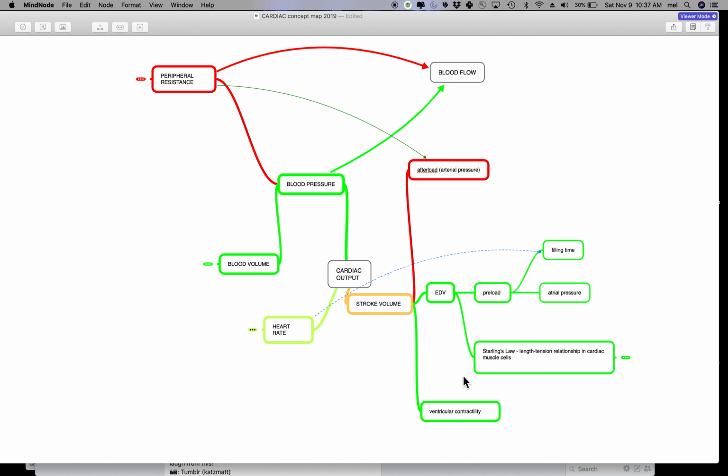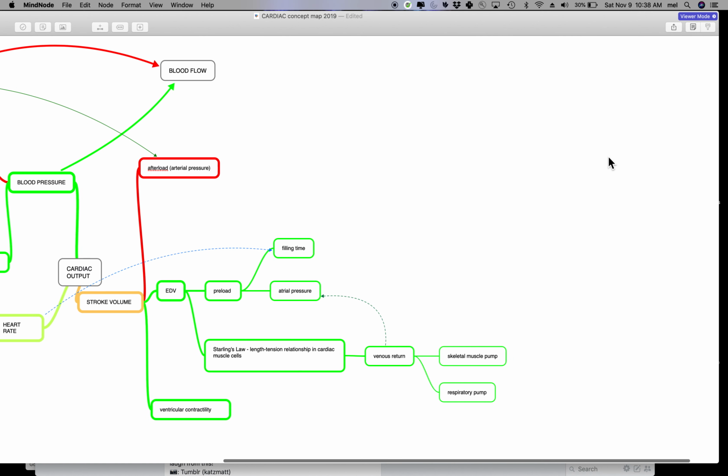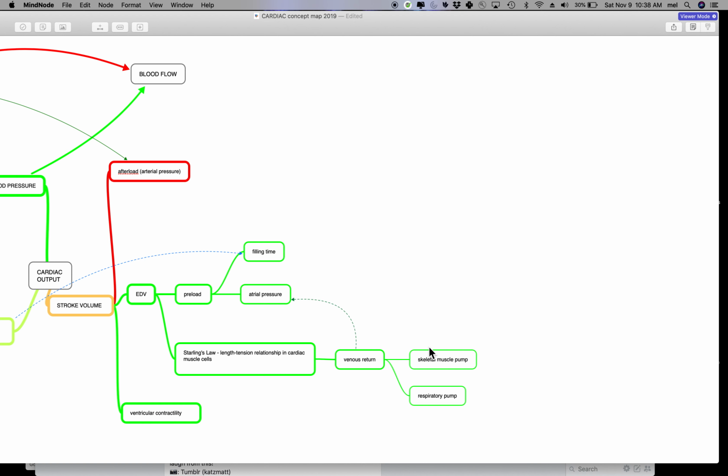Okay, now this concept of Starling's Law is basically saying that there's this inherent relationship that sarcomeres in cardiac muscle contract better when they are fuller. And so let's look at that relationship. So this is Starling's Law. Scoot over. There it is. Okay. So basically, more venous return, more blood going back into the heart, will stretch the sarcomeres so that they actually have a better end diastolic ventricular volume. And venous return also impacts atrial pressure.